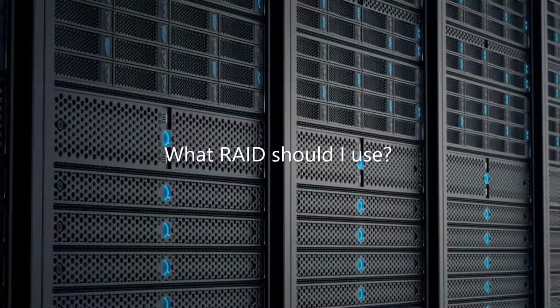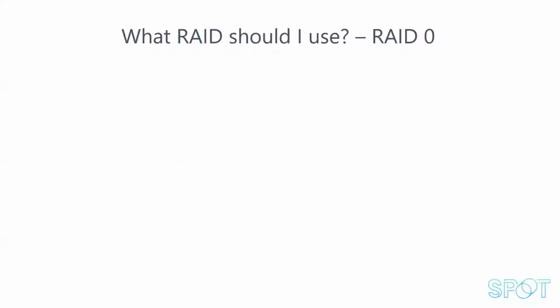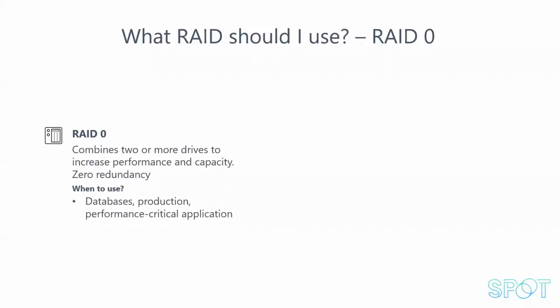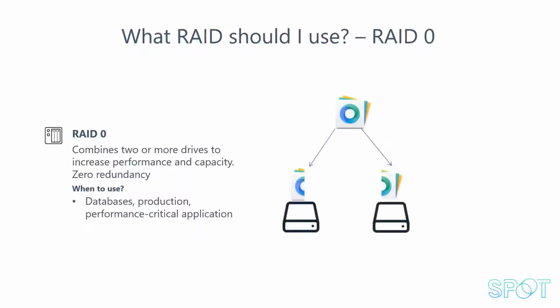So now that we've been over our file systems and how we can set up our storage pools in DSM, next we're going to be diving into what RAID should I be using. The first RAID we're going to be looking into today is RAID 0. RAID 0 combines 2 or more drives to increase performance and capacity, but RAID 0 doesn't provide you any redundancy. So make sure you keep that in mind when you are looking to use RAID 0 in the future. RAID 0 is applicable for databases, smaller production environments, and performance critical applications.